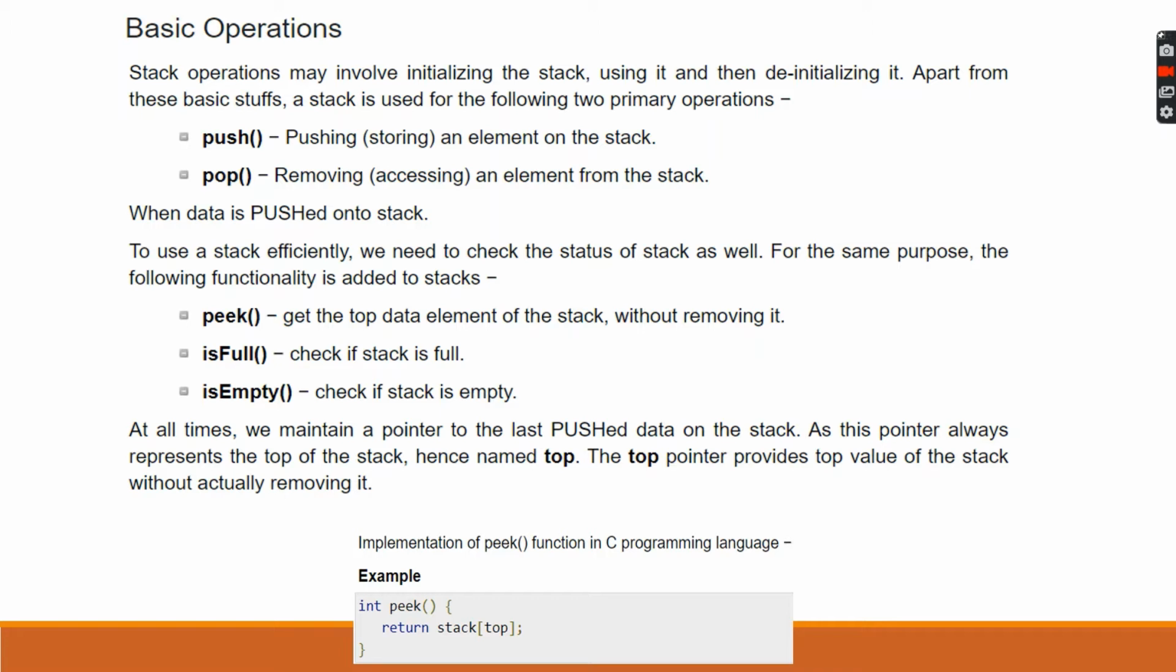At all times we need to maintain a pointer so that we can push the last element onto the stack. As this pointer always represents the top of the stack, it is often called top. The top pointer always provides the top value of the stack without actually removing it from the stack. The implementation of the peek function can be seen in the diagram. The int peek function returns stack top. Using this function we can get the top element and point to the top data element of the stack.